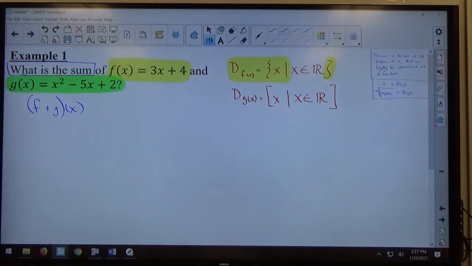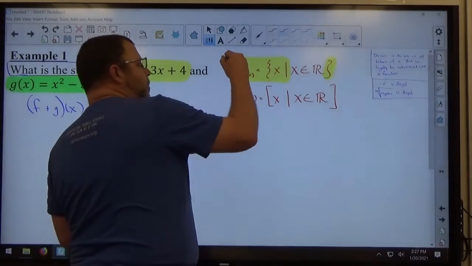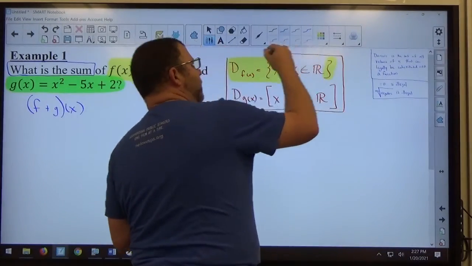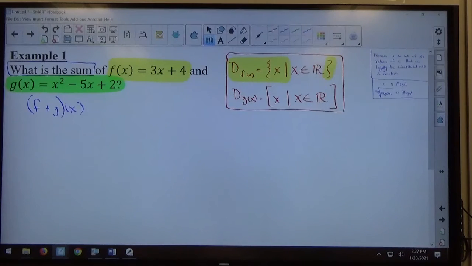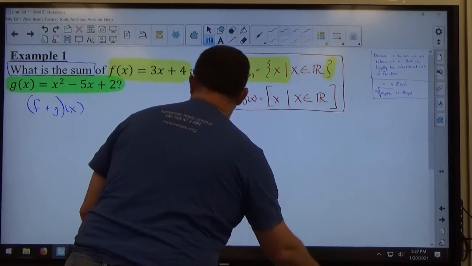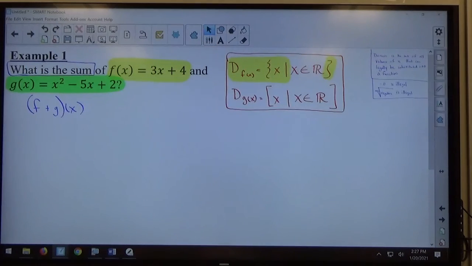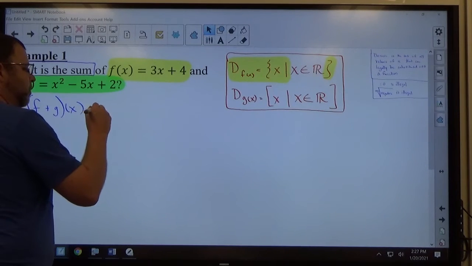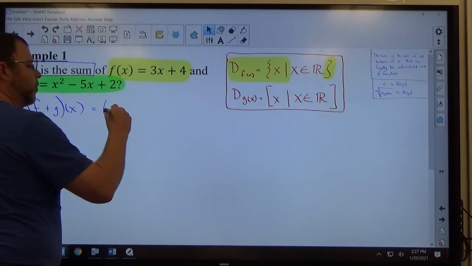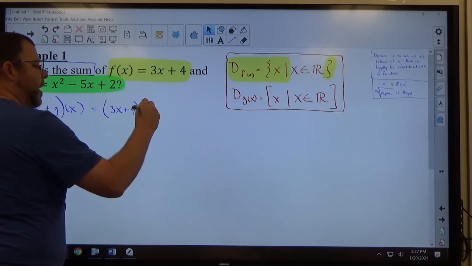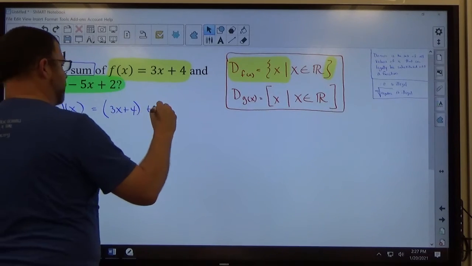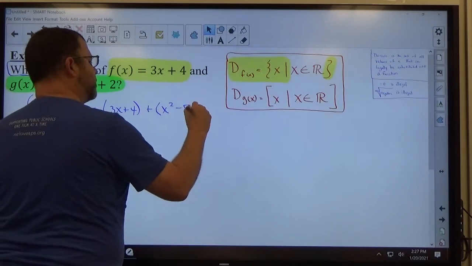So again, that's the domain of both things. And again, for me, if I'm doing this problem, all this stuff is inside my brain. I look at the domain of both functions individually to determine the domain of the sum of the functions, because that's part of the answer to the domain. All right? So, if I'm working the problem out now with that knowledge inside my brain, f plus g of x simply means to take f of x, which is 3x plus 4, and add to it g of x, which is x squared minus 5x plus 2.